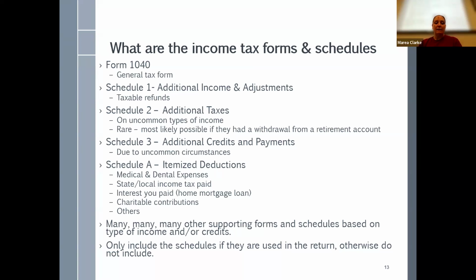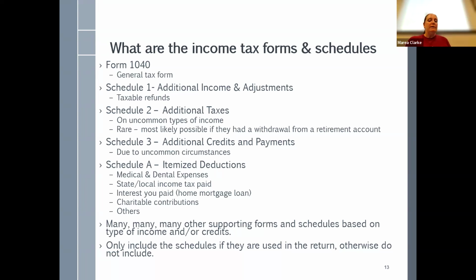Schedule 2 is additional taxes. Those are usually on uncommon types of income, but occasionally we'll see retirement account withdrawals. This happens often when a student interns for a company. They get automatically signed up for their 401k. They're there for like 3 or 4 months. When they leave, because that internship is over, the company cashes them out of that retirement account and sends them a retirement income document for a small amount. Schedule 3 is additional credits and payments. Those are generally going to be for uncommon circumstances for us. We're not going to see very many of those.